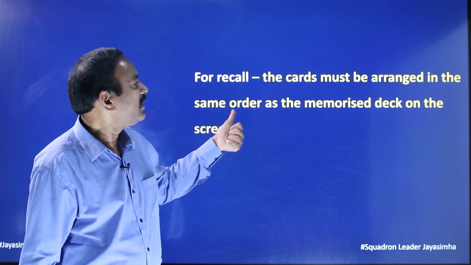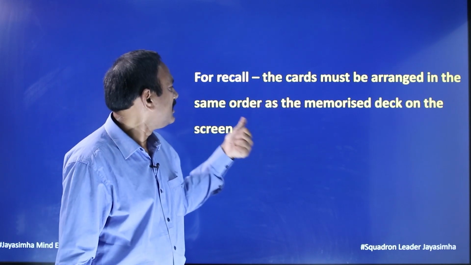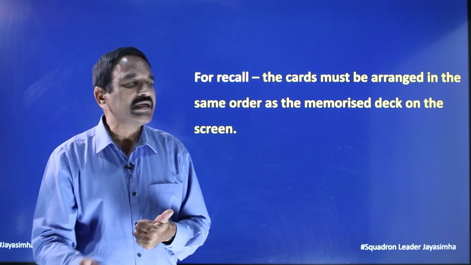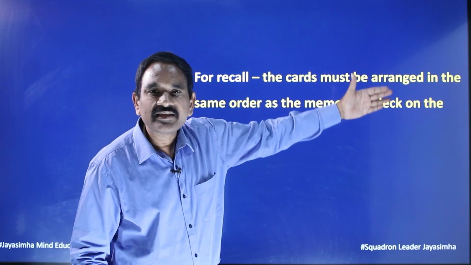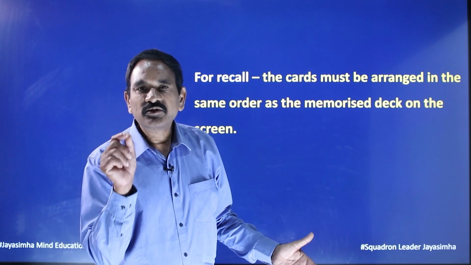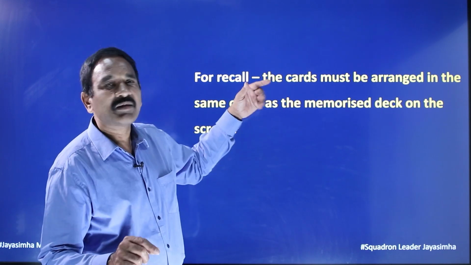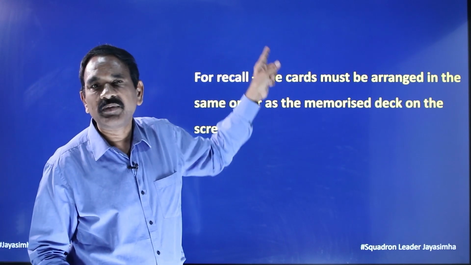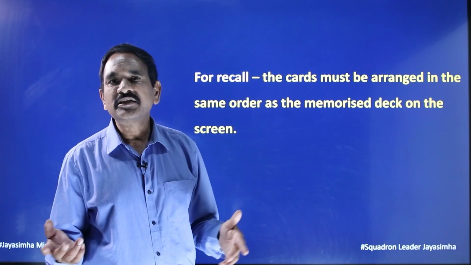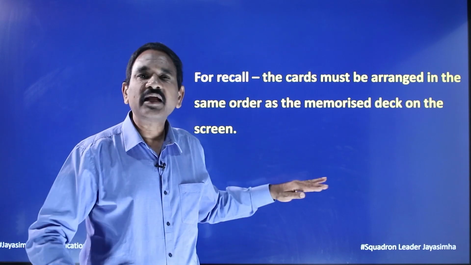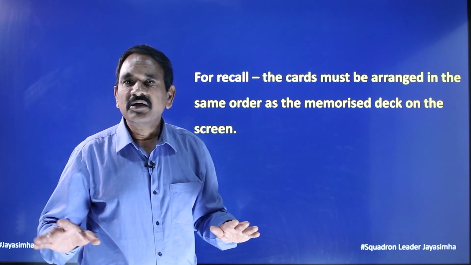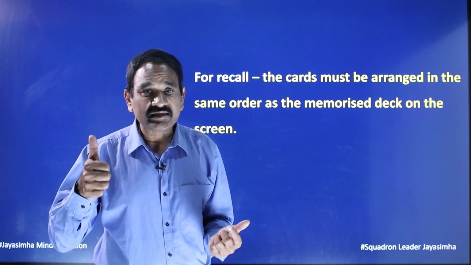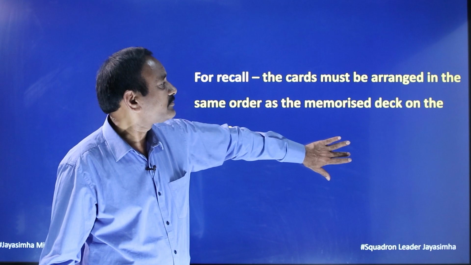For recall, the cards must be arranged in the same order as the memorization deck on the screen. In the recalling time, you will have all the cards. You click the card which is supposed to be first, and it will go and occupy the first place. The second card will go to second place, the third card to third place. Once you finish, the maximum is 5 minutes, so you can take 5 minutes for recalling. There is no problem. Even if you do it in 3 minutes, you will not get extra marks. Memorization, yes. Recalling, you won't get extra, right?